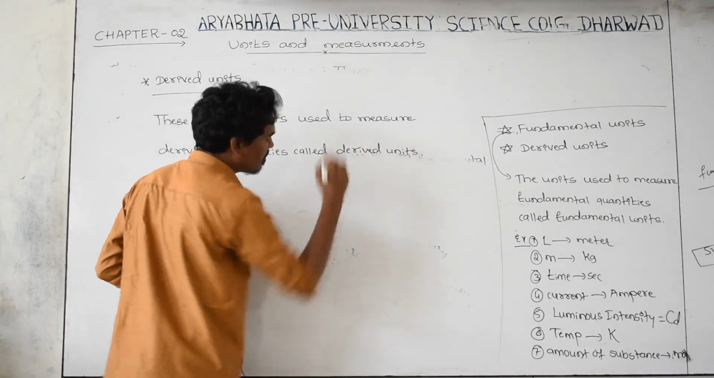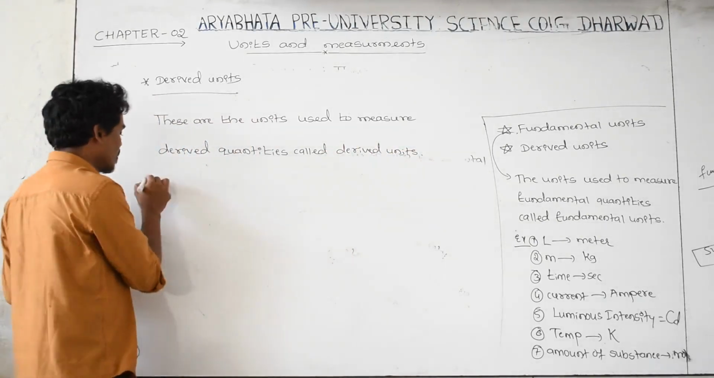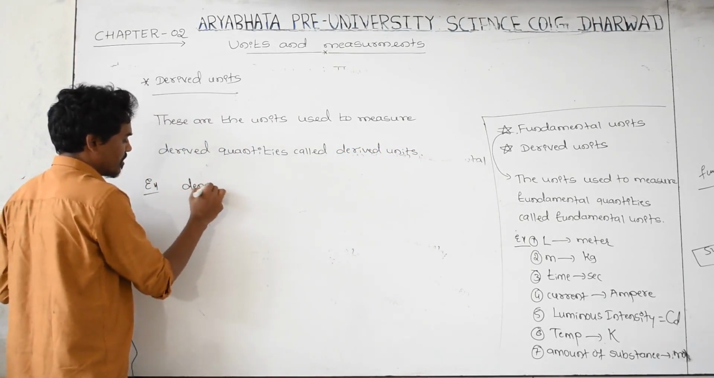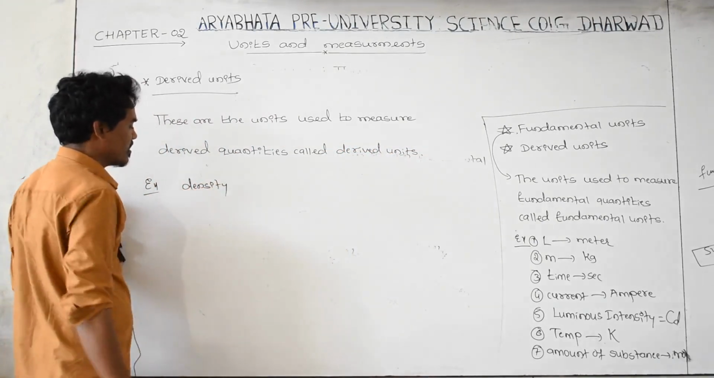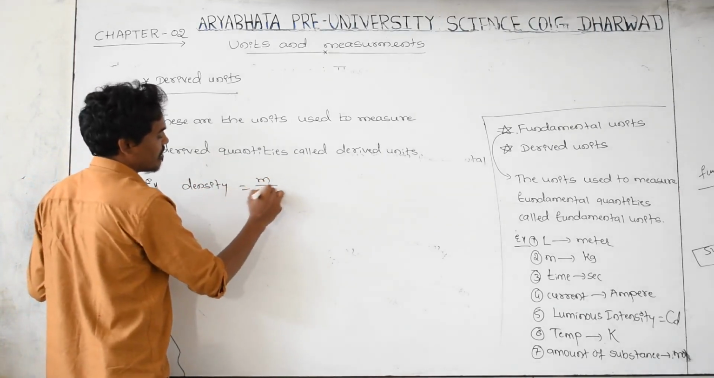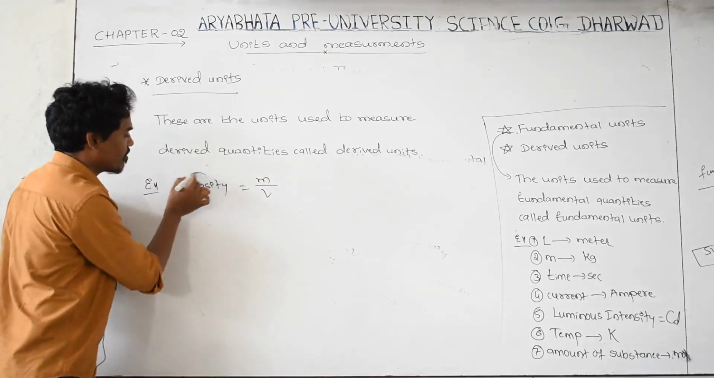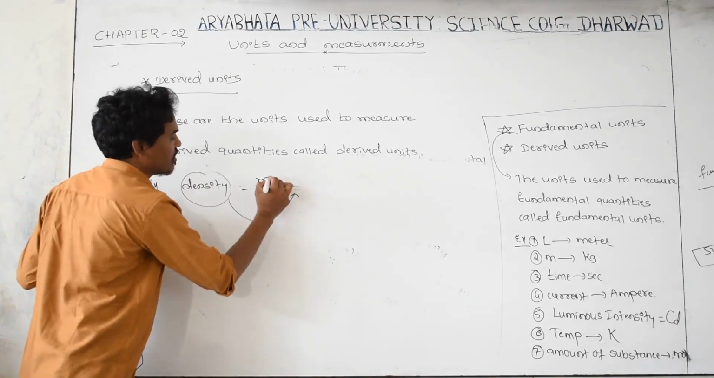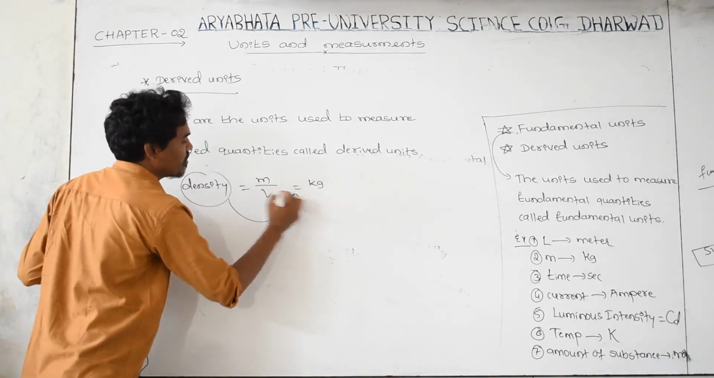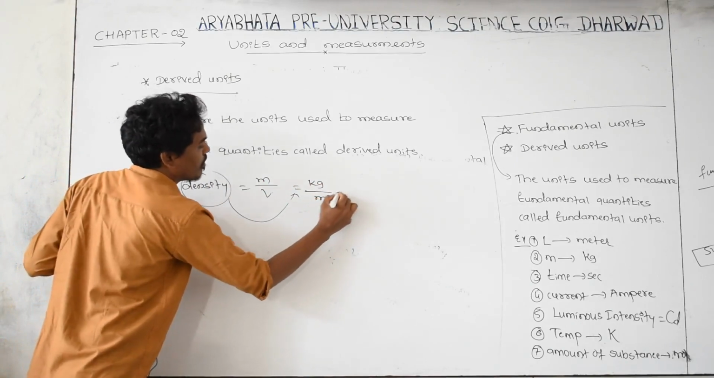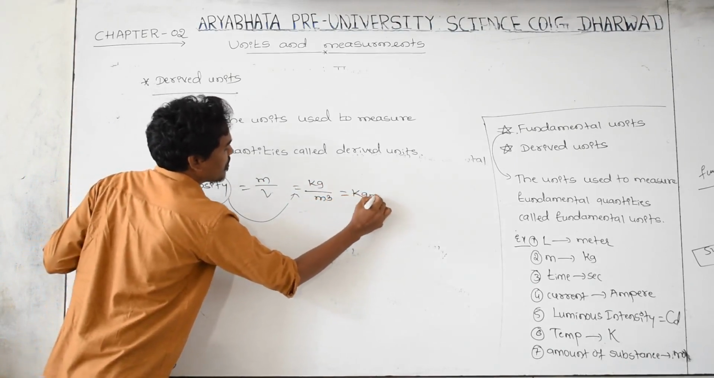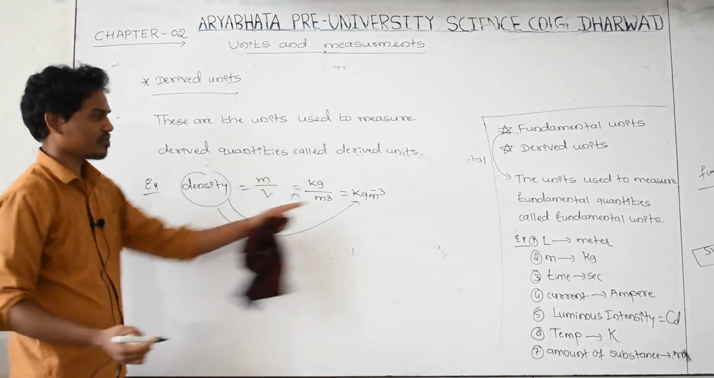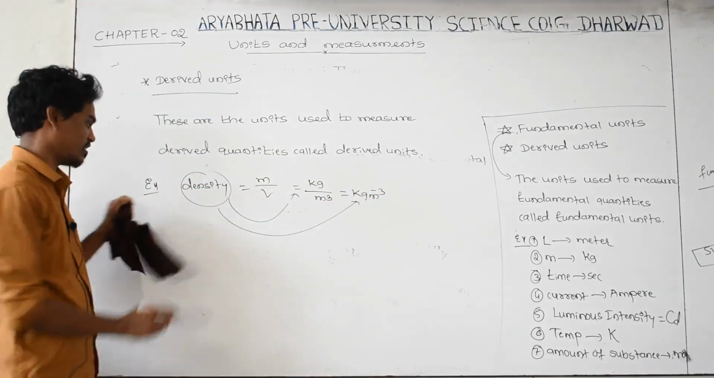Just now we discussed examples of derived quantities. For example, density is equal to mass divided by volume. It is a derived quantity. It is measured using the unit kg for mass and meter cube for volume. This is equal to kg per meter cube. This is a derived unit, the unit of density.